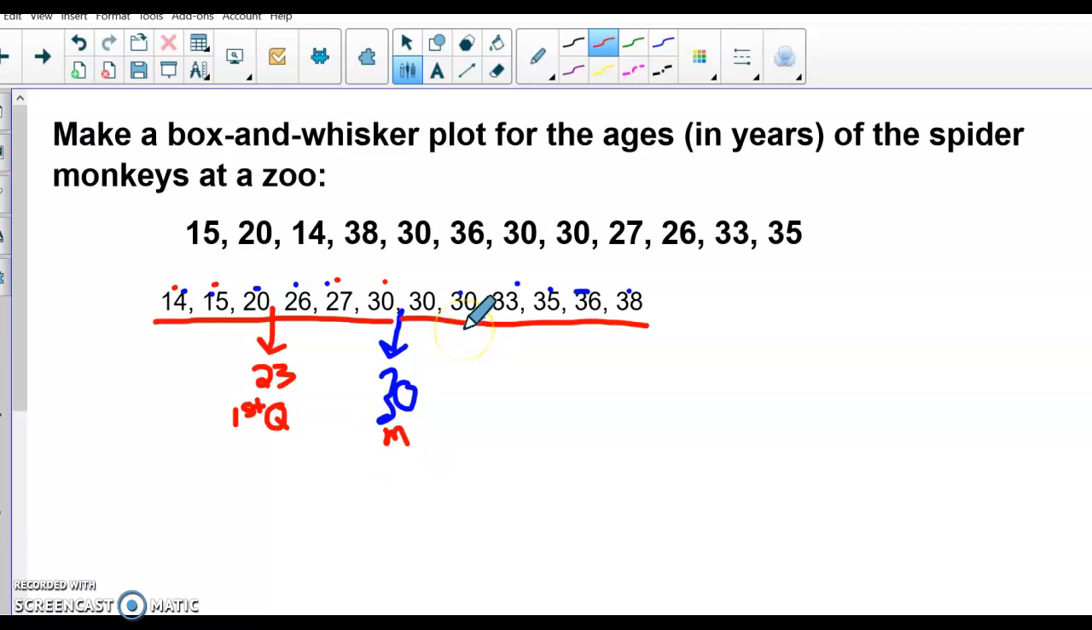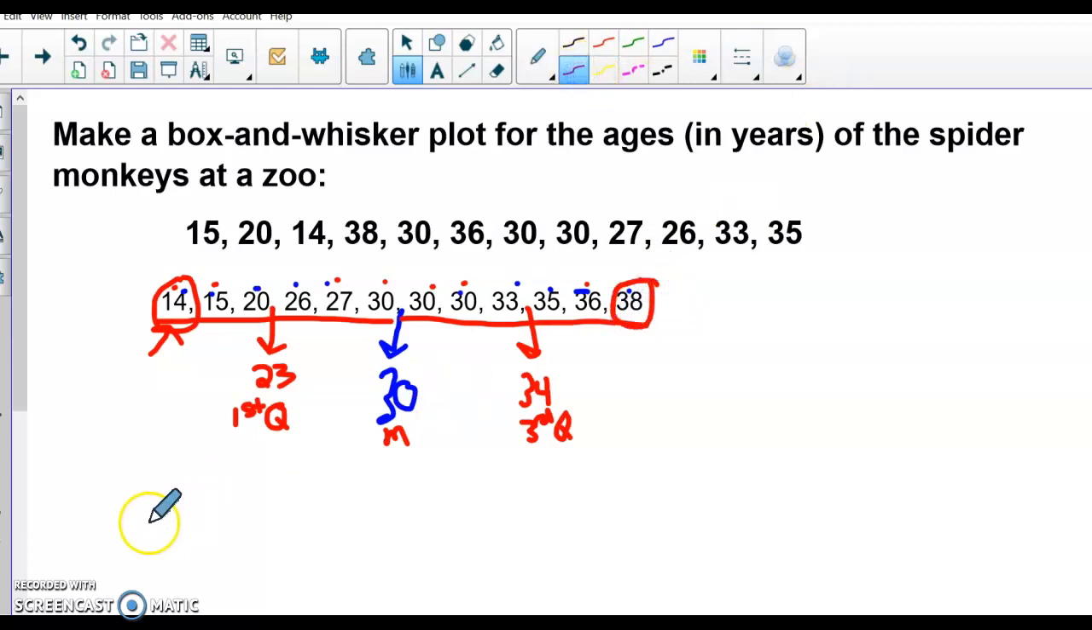And then you're going to do the same thing for your upper half. From your median up to your highest point, you're going to find your third quartile, which is your third median. So in between 35 and 33, there's 34. So 34 happens to be your third quartile, or your third median. Again, we use the word quartile because it splits it up into quarters. And then you have your lowest number, which is 14, and you have your highest number of 38. So that's your 5-number summary.